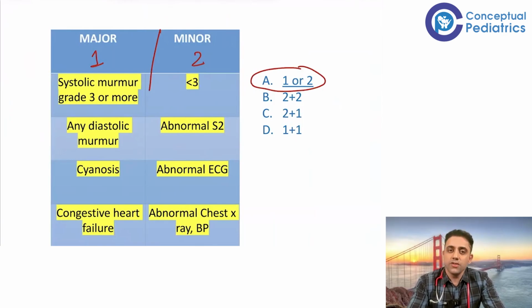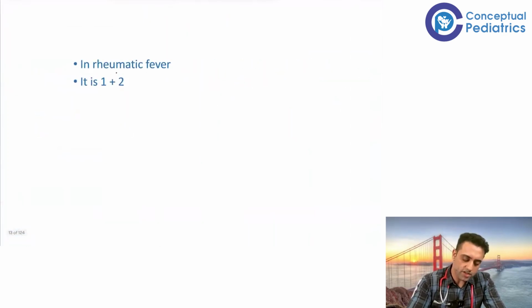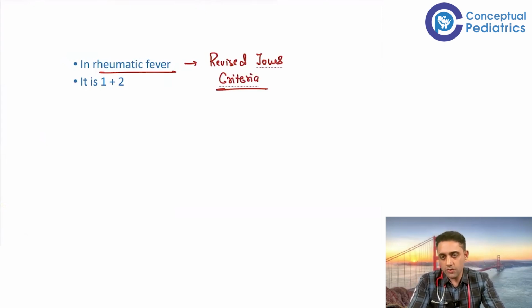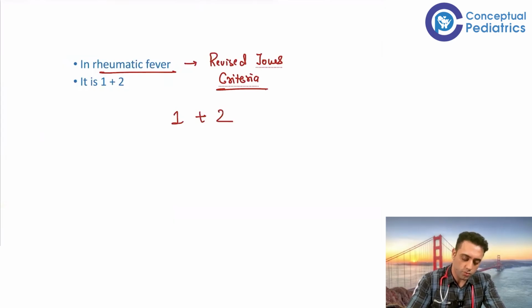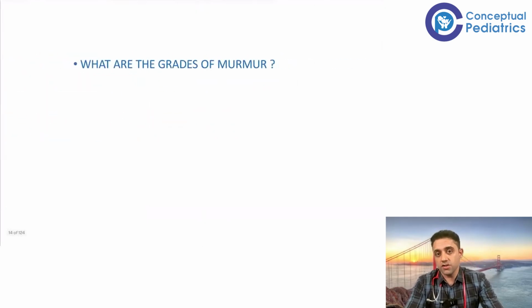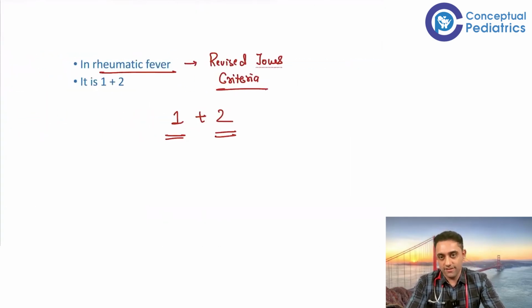Can you name some other condition where there are major and minor criteria? In acute rheumatic fever, we have the revised Jones criteria. Have you heard this name? Revised Jones criteria is used in acute rheumatic fever, and remember always 1 plus 2: one major and two minor. To say it is a positive Jones criteria, there should be one major and two minor positive, whereas in Nadas it is one major or two minor positive. This is one correlation which I took a lot of time to double check, and it is important.